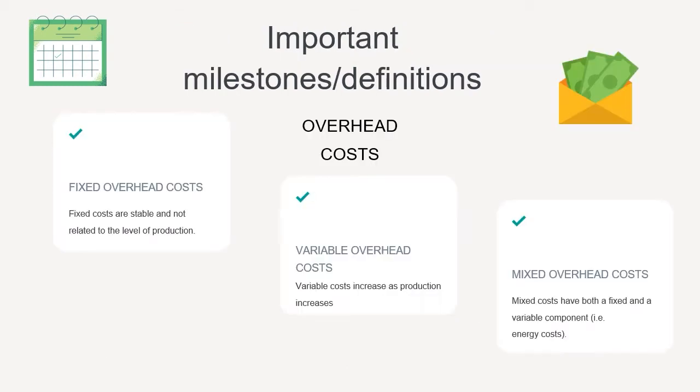Pay attention to distinguish between fixed, variable and mixed overhead costs. Variable costs increase as production increases. Contrary, fixed costs are stable and not related to the level of production. Mixed costs have both a fixed and a variable component, i.e. energy costs. Distinguishing fixed and variable costs allows us to set up flexible budgets and to calculate the break-even point. We will deal later on with these two topics.